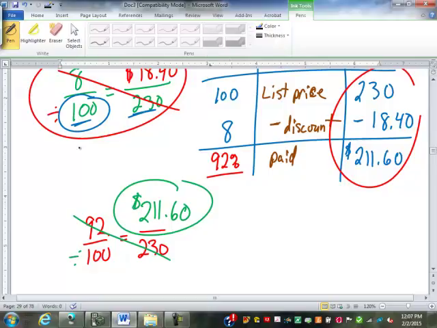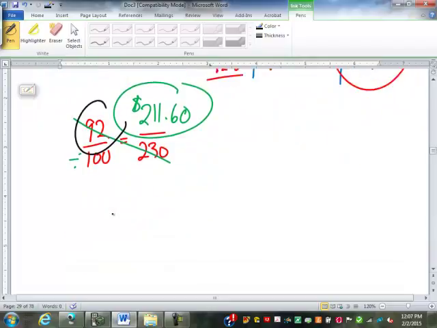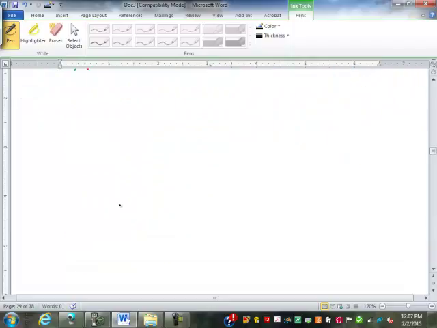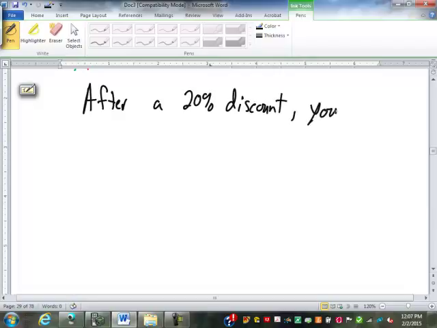Now the problem we did here is probably just as easy to find the 8% and subtract it off as it is to try to find 92%. But there will be problems where you have to use that strategy. For example, let's say after a 20% discount, you pay $976.